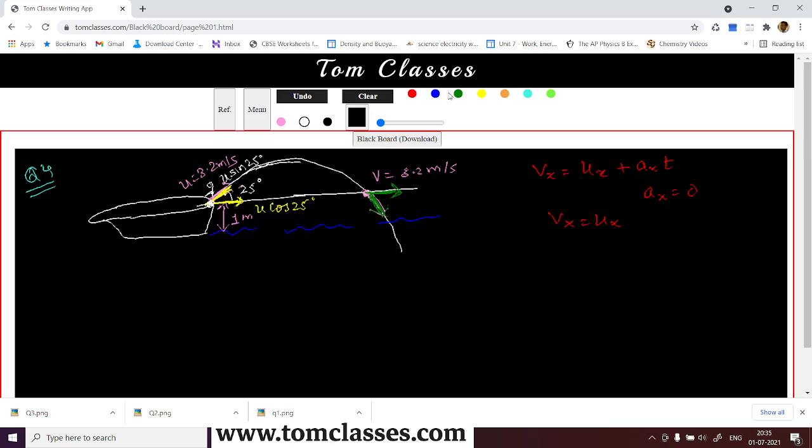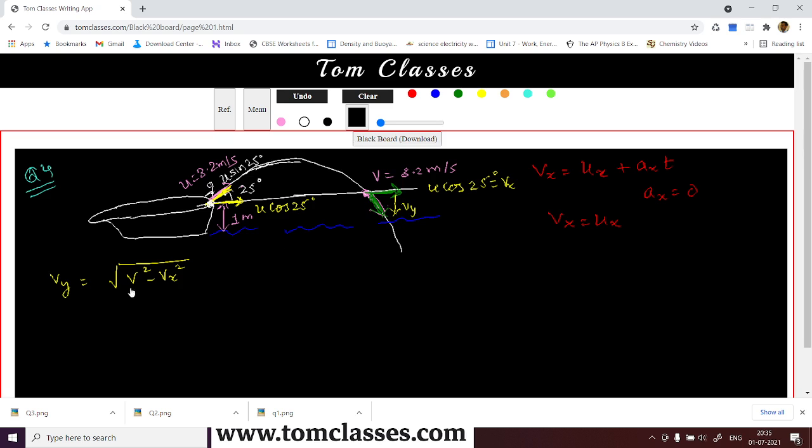So this is going to be u cos 25 degree, so that value is the same. Now once you know this, you can find Vy actually. Because these two components are perpendicular, this is going to be Vy and this was Vx, so Vy is V square minus Vx square. You will get the Vy component.